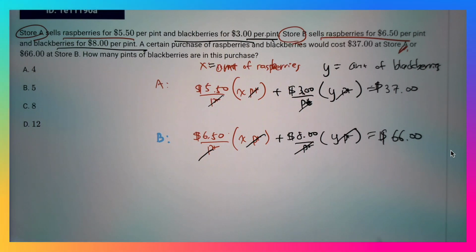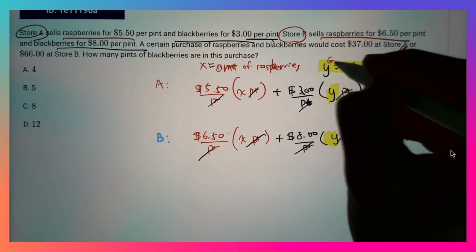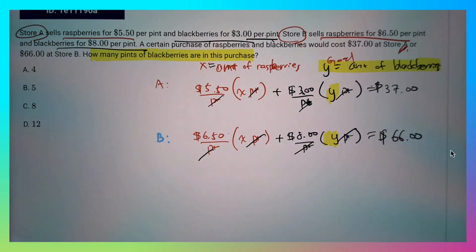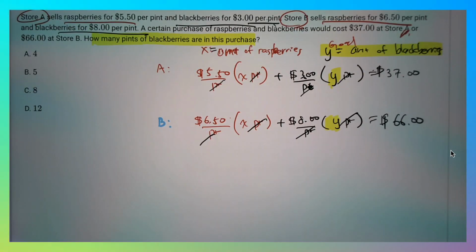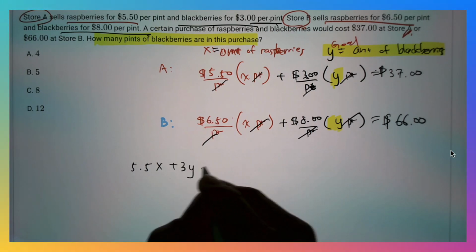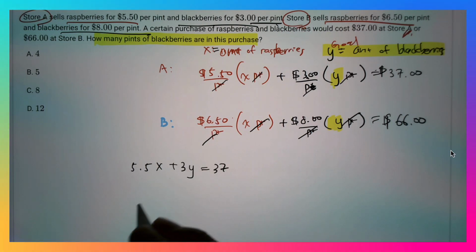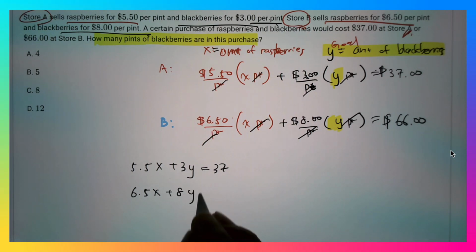And we want to know y here. Okay, this is our goal, because how many pints of blackberries are in this purchase? Starting with store A, I have 5.5x plus 3y is equal to 37. Let's simplify as much as we can. Don't write like 0.00. And then for the second one, we have 6.5x plus 8y is equal to 66. Yes, you can use decimals.